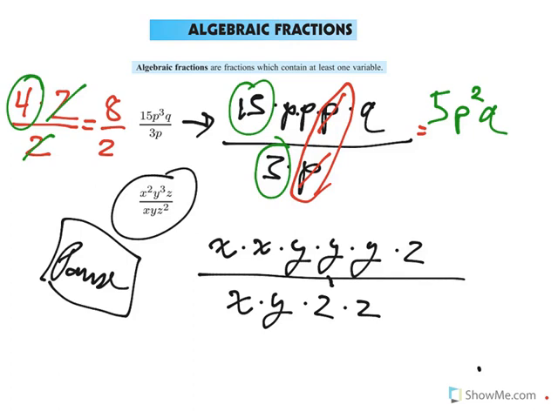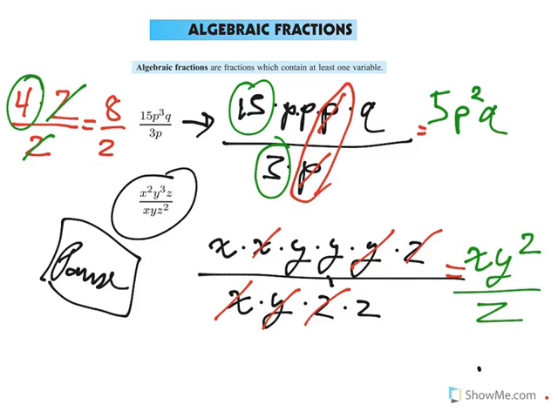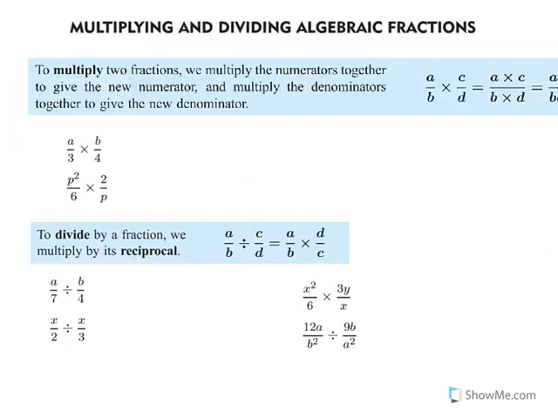We have 2 x's on top. We have 1 x down here. We know that cancels each other. We have 3 y's on top, a y down here. We can cancel out one of those. And we have 1 z on top and another z down here. We can cancel that out. What does that leave us with? It leaves us only with, on the top, an x and 2 y's over a z. Pretty simple? Yes.